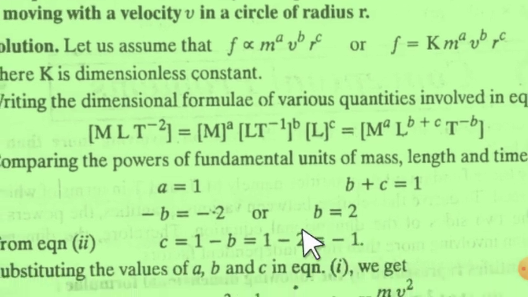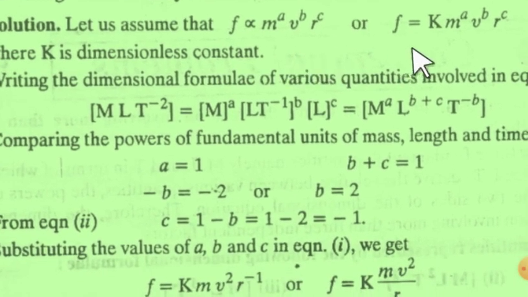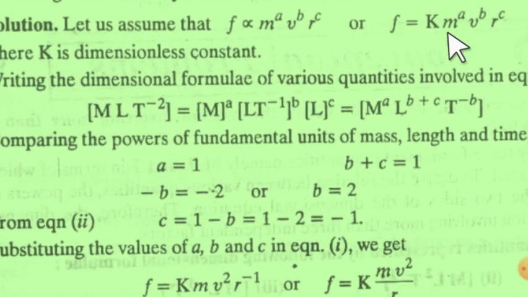So we can certainly write the given expression F is equal to k times m to the power what? a is equal to what? 1. So a will be having only power 1. Whereas b is equal to what? We found that b is equal to 2, so v squared. What about the c? c is here as minus 1. So we found that your centripetal force is equal to k times mv squared by r, which is the expression for the centripetal force.